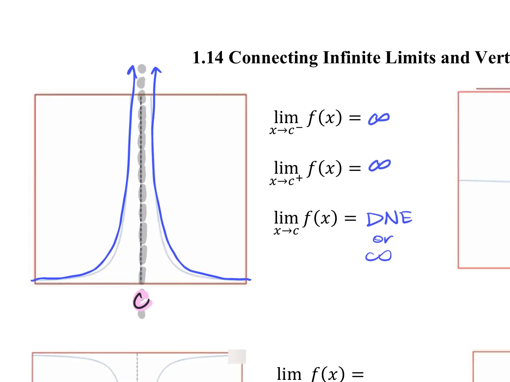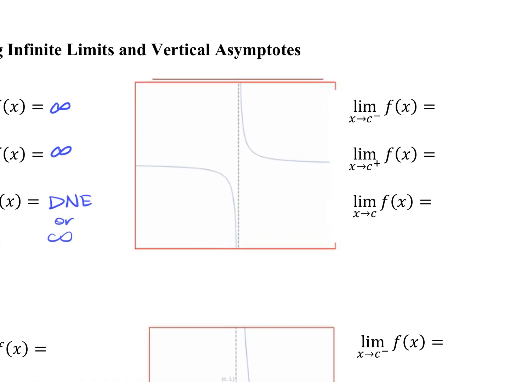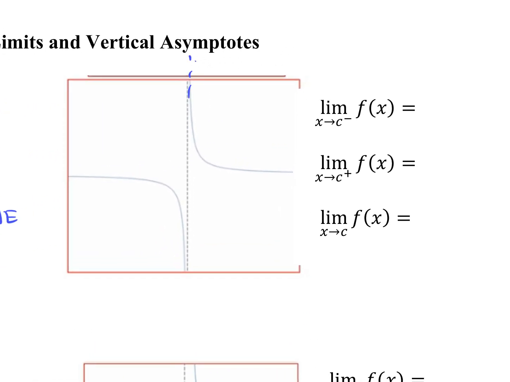Cool. So what about over here? This graph, if I were you, I would draw a vertical asymptote there, and I'm going to say C. I'm also going to say my graph is doing this.